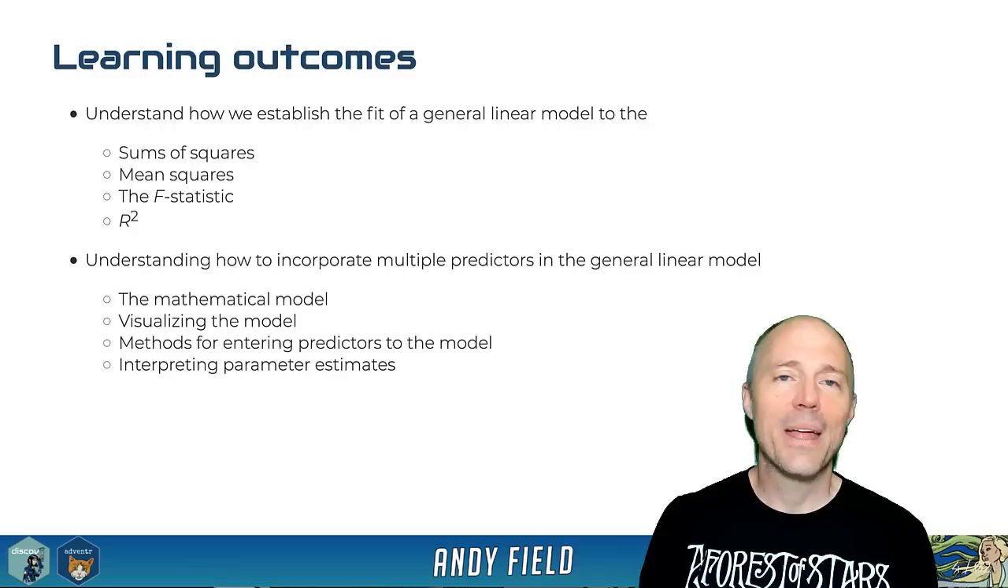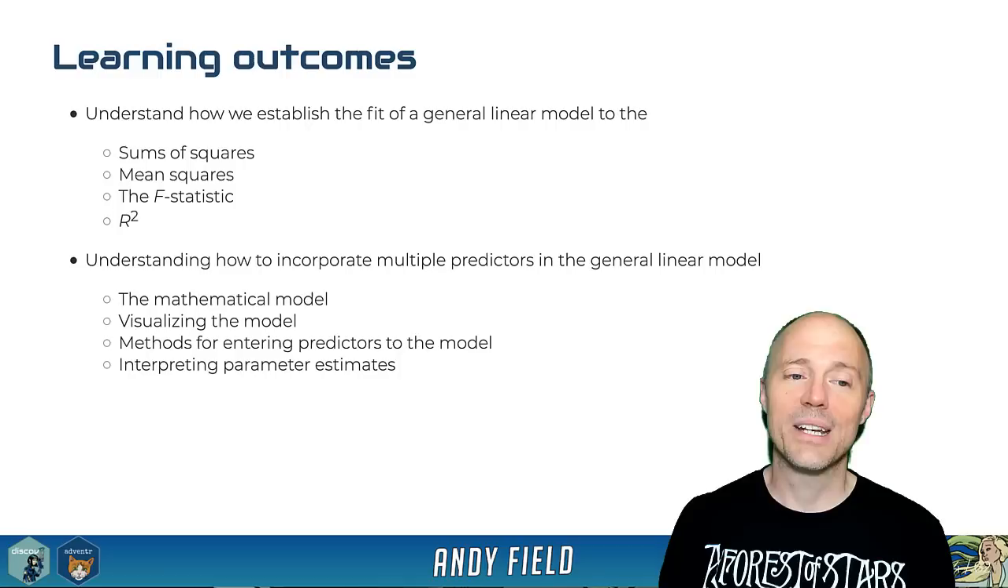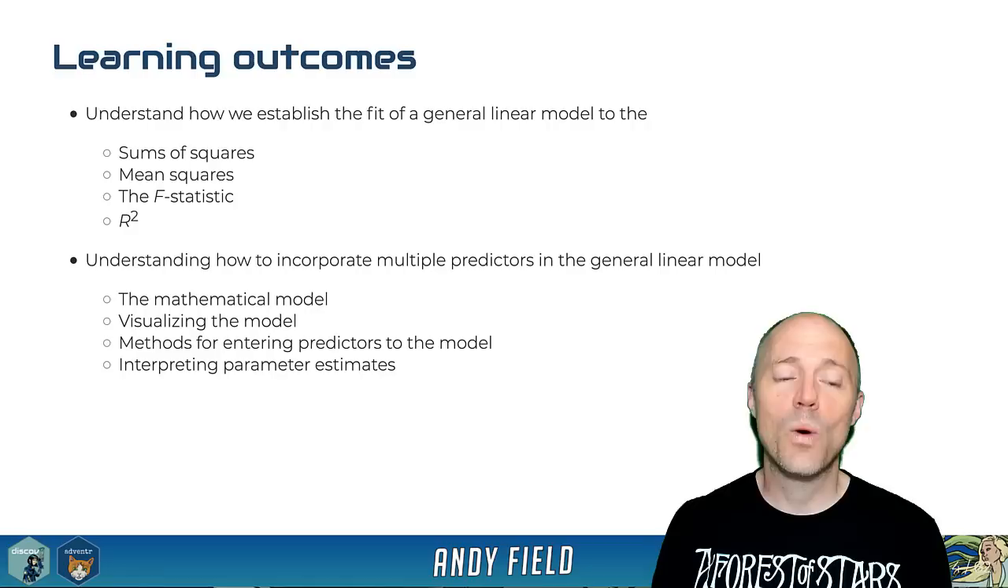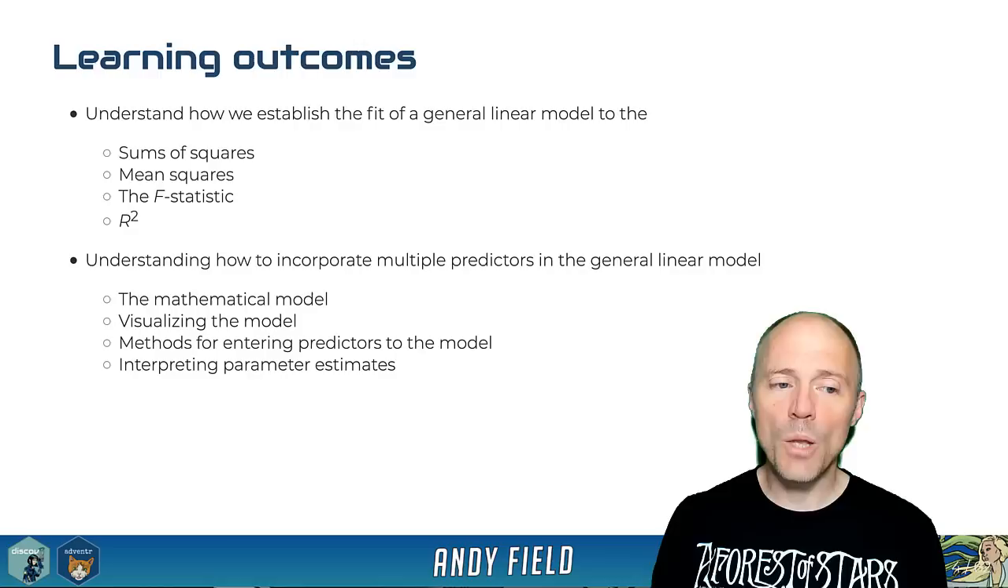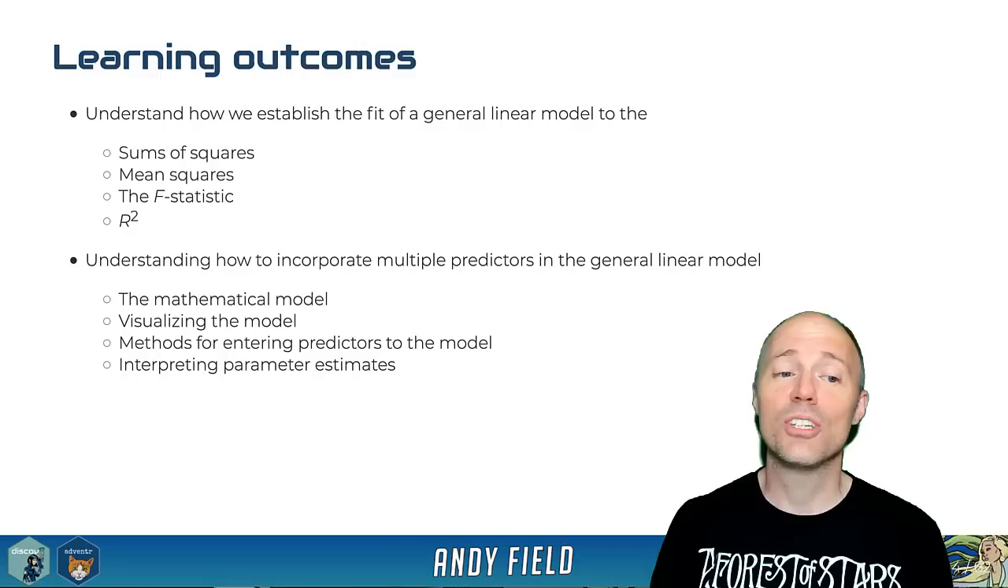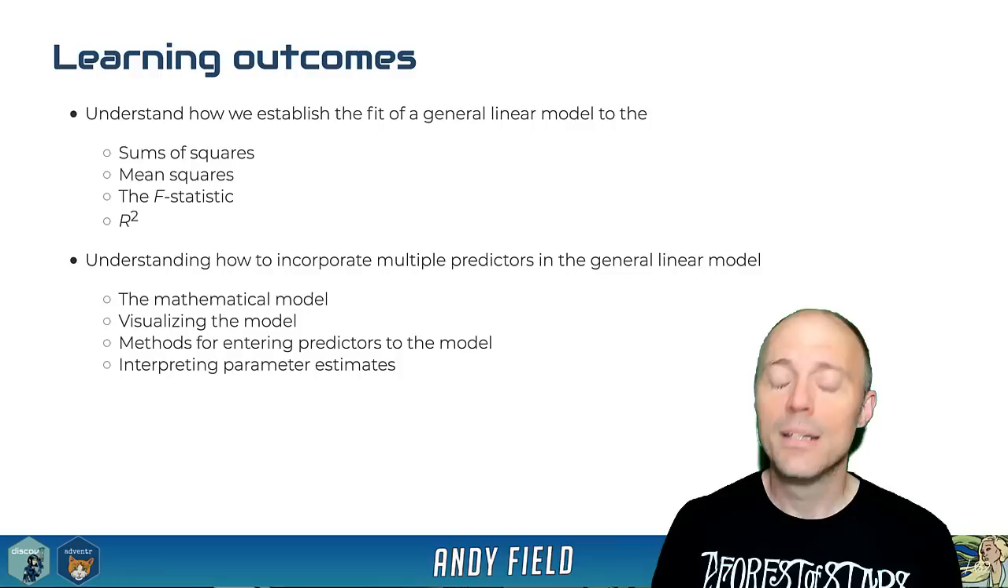And then in the second half, we'll have a look at how we can incorporate several predictors into the general linear model. We'll do that by looking at what the model actually looks like as an equation, what it looks like visually to some extent. But mostly, we're going to focus on how we would enter multiple predictors into a model, so different methods you can use, and interpretation, so how we interpret parameters, where the bees are, when we have several predictors.